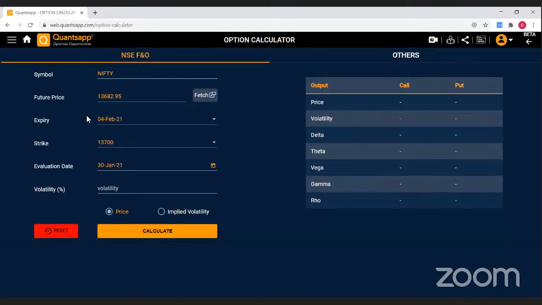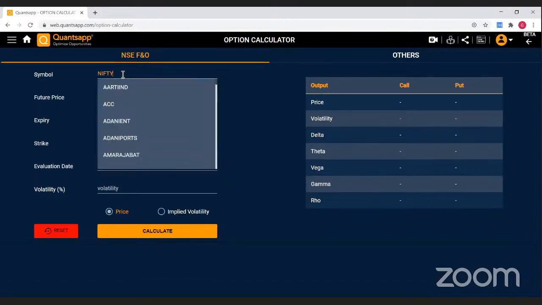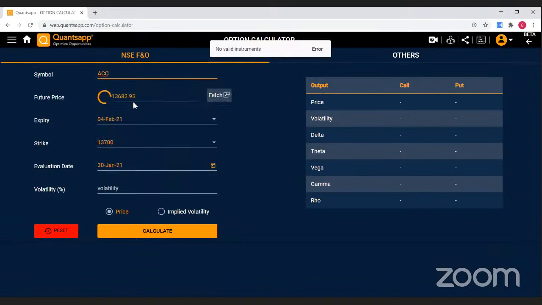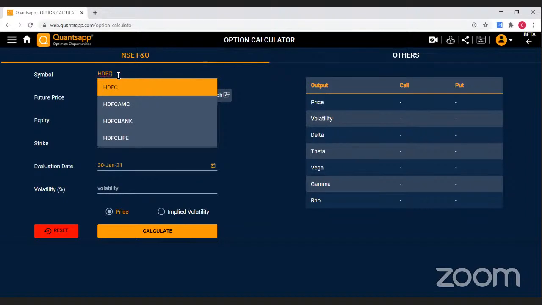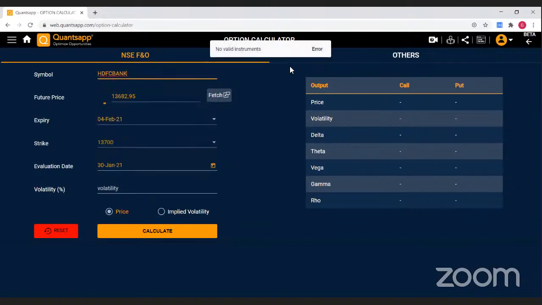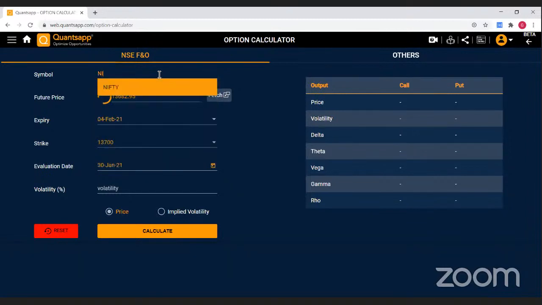of any particular option. So let's say I am taking the Nifty. Future price is going to get fetched when you select any symbol. So let's take the example of ACC, if I say ACC, I'll get the future price. If I say HDFC Bank, let's say some error. So let's take Nifty.